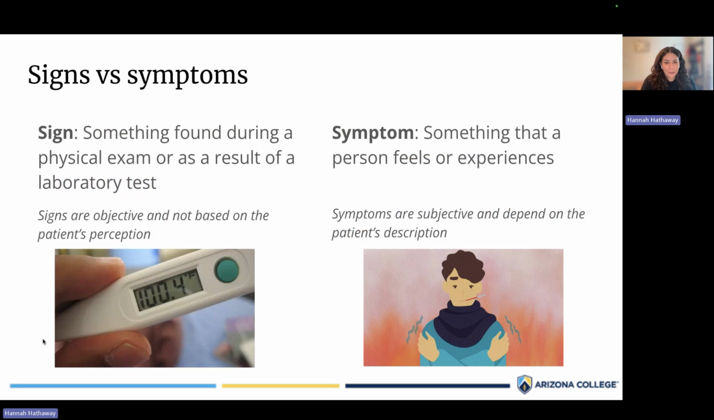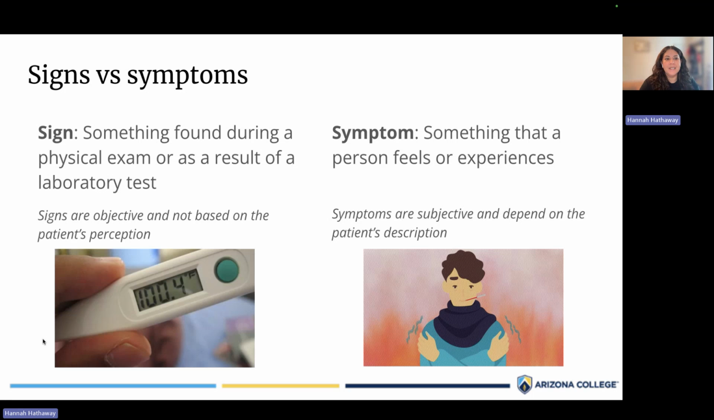The first essential vocab you really need to know is the difference between a sign and a symptom. You will see in your learning guides every week that you are going to have to talk about different signs and symptoms associated with different diseases and disorders. A lot of times we'll say them together as one big thing, but there's a difference between the two.